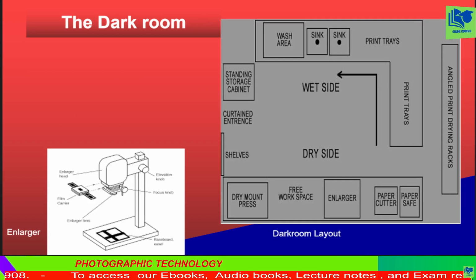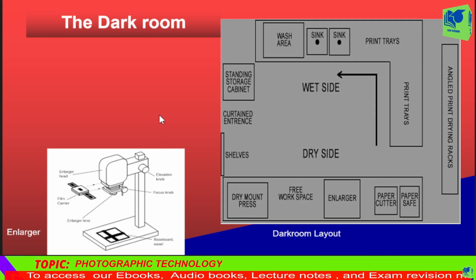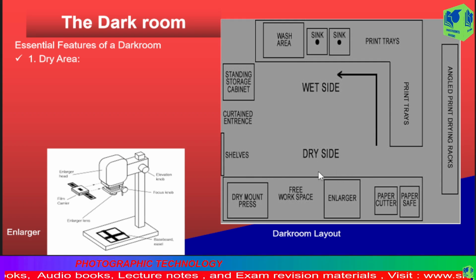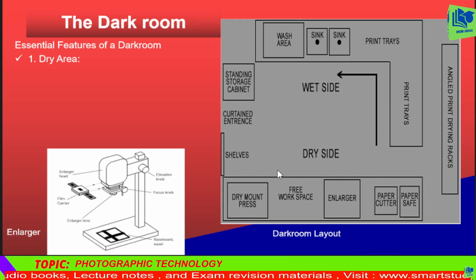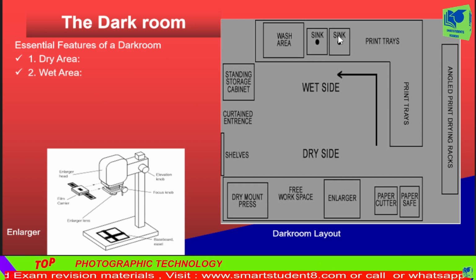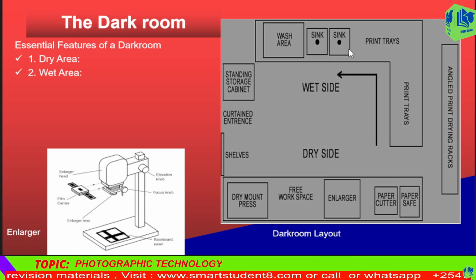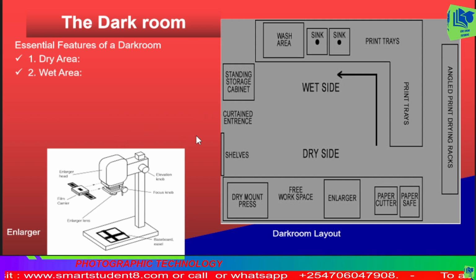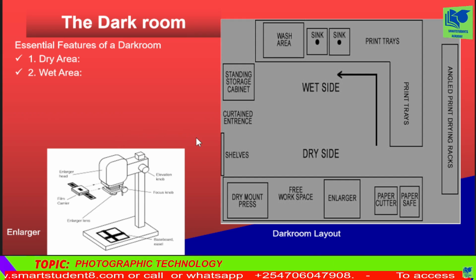Essential features of a darkroom. 1. Dry area. This space is designated for tasks like handling unexposed film, setting up enlargers, and preparing photographic paper. Maintaining a clean, dust-free environment here is crucial to prevent contamination of light-sensitive materials. 2. Wet area. Equipped with sinks and trays, this section is used for chemical processing, including developing, stopping, fixing, and washing prints. Proper ventilation is essential to dissipate chemical fumes and ensure a safe working environment.